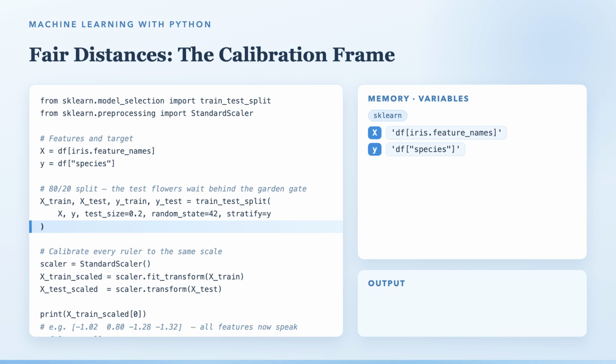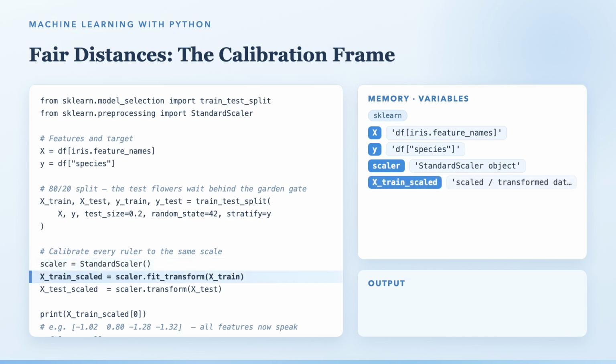Line by line. Softly, we import train test split and standard scalar. Then X takes the 4 feature columns from DF, and y takes the species column. Now train test split divides them. Test size 0.2 keeps 30 flowers aside. Random state 42 makes it repeatable. And stratify equals y keeps every family balanced. We receive X train, X test, y train, and y test.